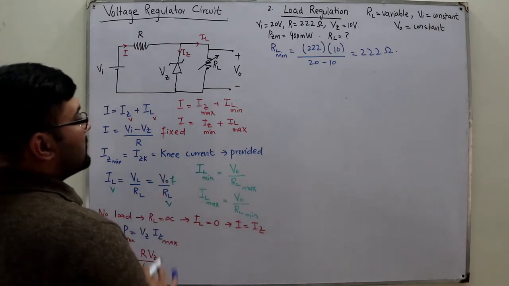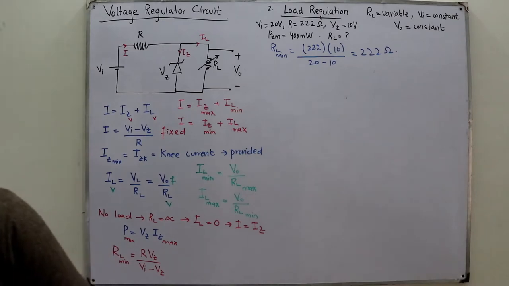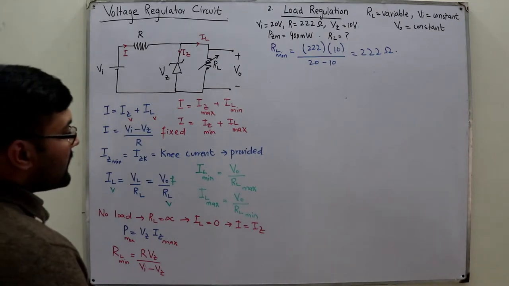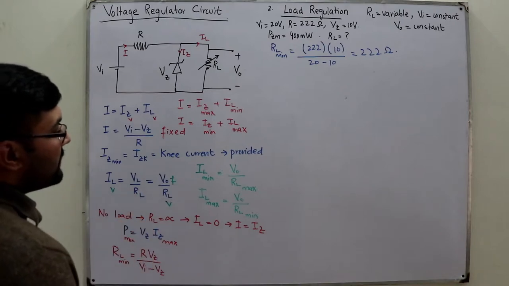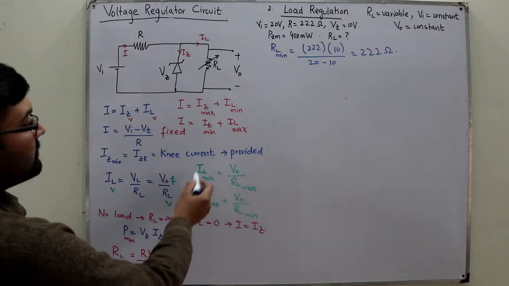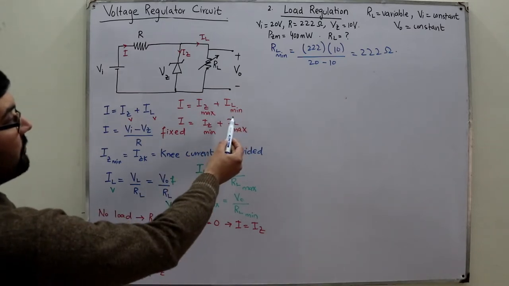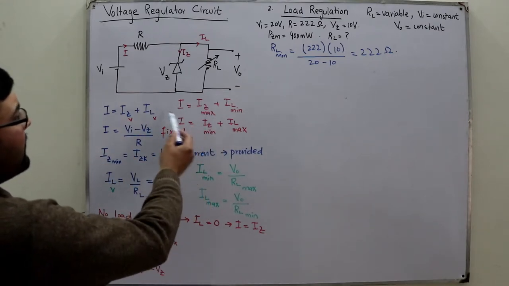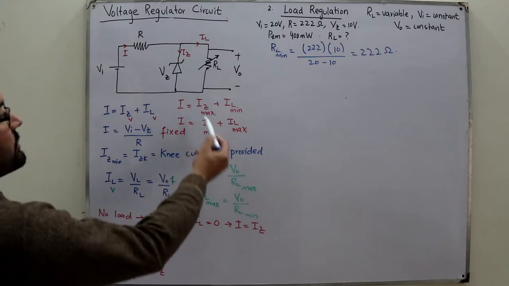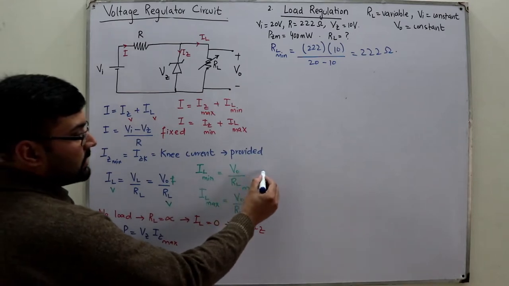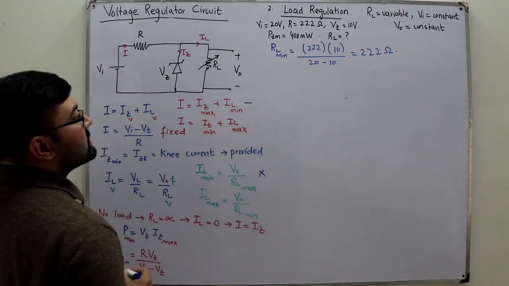Now for RL maximum, what do you need? You need IL minimum. So how do you find IL minimum? You don't have RL maximum, right? You have V0 although, but for IL minimum, you could find it by finding IZ max and I. You can find I easily as well, you can find IZ easily as well. So which means this formula we cannot use. So what formula are we going to use? We're going to use this one.